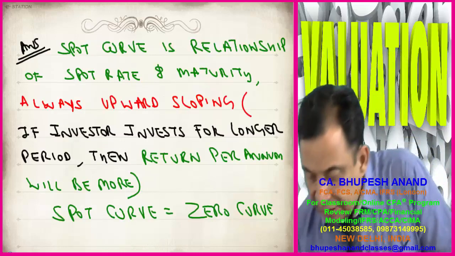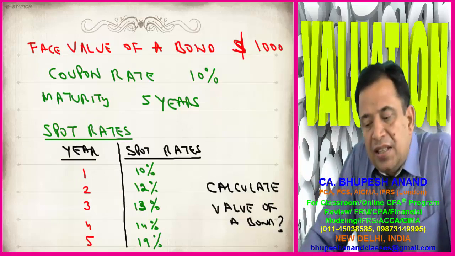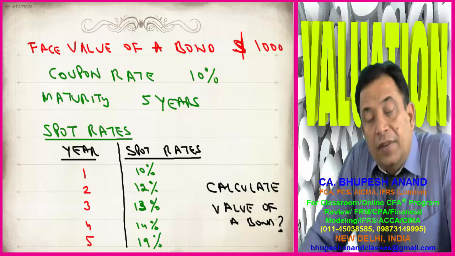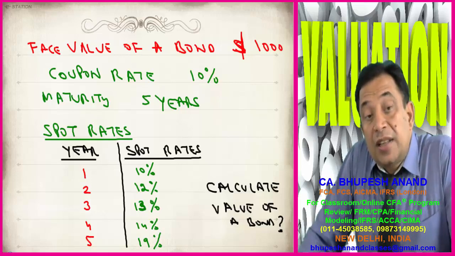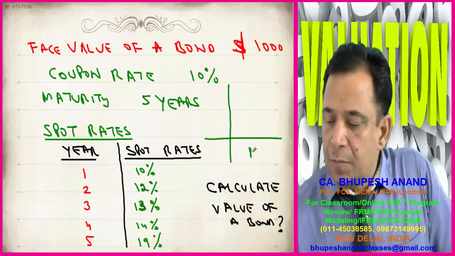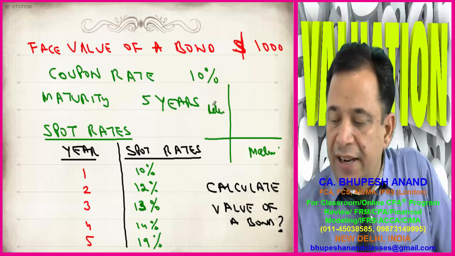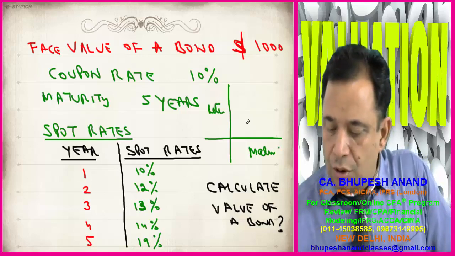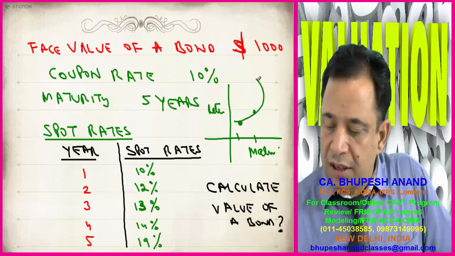Now, how to calculate the value of the bond? Just see, as the maturity increases, the rate of return is increasing. For example, in the fifth year the rate of return is 19% on an average, and in the first year the rate of return is 10% on an average. So in case we want to draw a curve, this is maturity. If on the x-axis I take maturity and on the y-axis we take return, then first year 10%, second year this much. So there will be a curve.